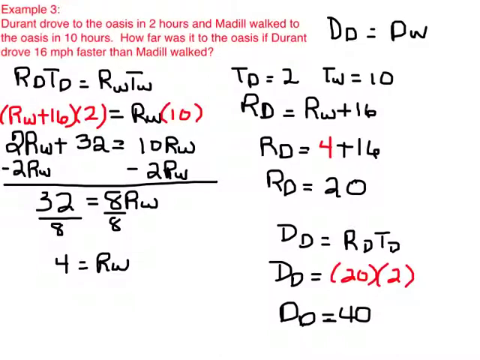If we know the time of walking, and now we know the rate of walking is 4, then we can say time times rate equals distance. So 10 times 4 would be the distance, or we could put this 4 in here and say 4 plus 16 is 20, and 20 times 2, because driving and driving times each other, would be 40. We're going to get the same answer either way. It was 40 miles. Alright, let's do our practice problem.